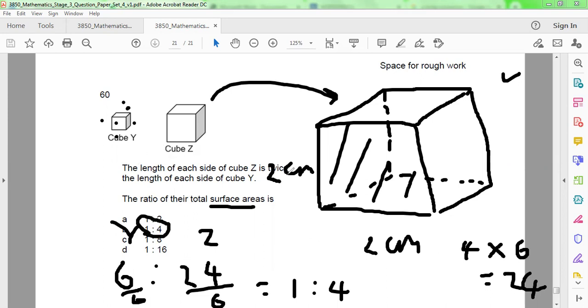Remember, you can choose numbers. For example, if I had chosen 4 for the length of one side for Y, Z would have been twice 4, which is 8. But just choose some simple numbers.